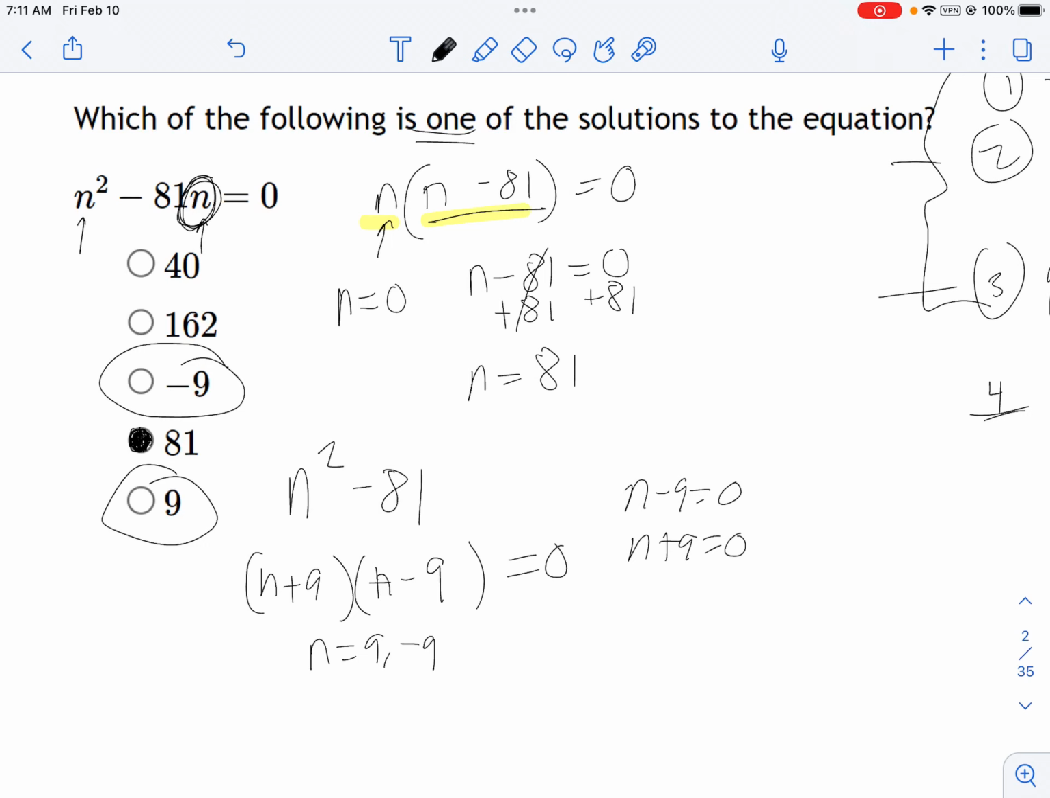Okay? So be careful, because that little n was there, the GCF was the way to go and 81 became a solution.